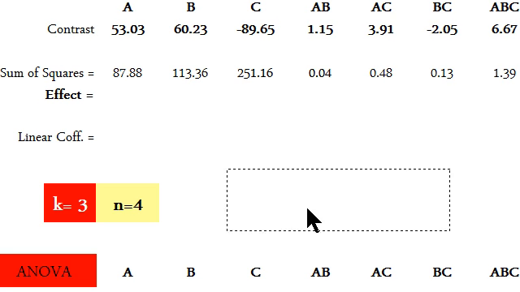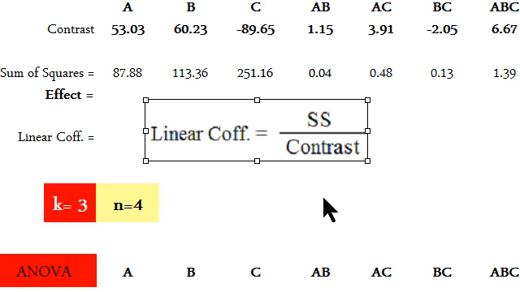Now linear coefficients. Linear coefficients also has another equation with a divisor. But the quick and easy way is to take the sum of squares for a certain factor and divide it by its contrast. And that's the easiest way to figure linear coefficients. Now, the linear coefficients are the constants that are multiplied by the factor in the linear regression model equation. The betas, if you remember that equation, beta sub 1 for A, beta sub 2 for B, beta sub 3 for C, and so on and so forth.